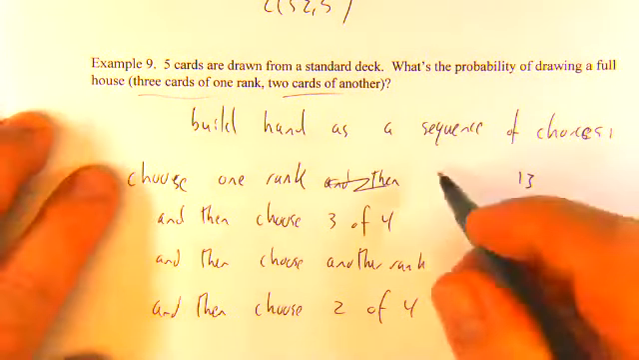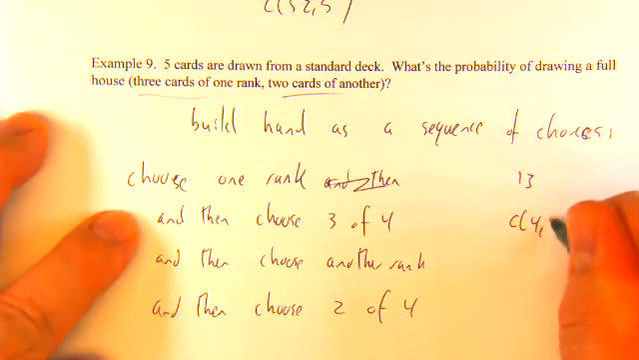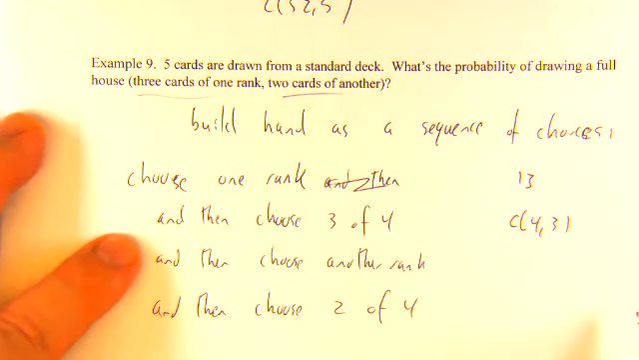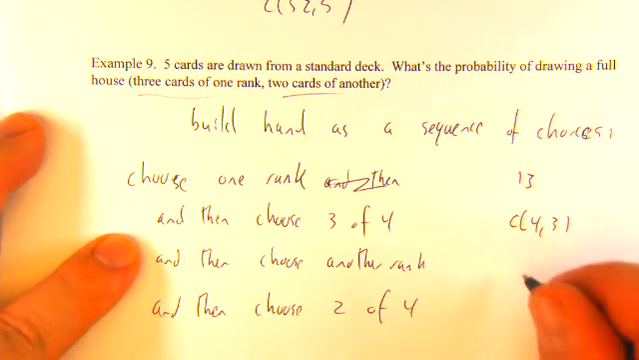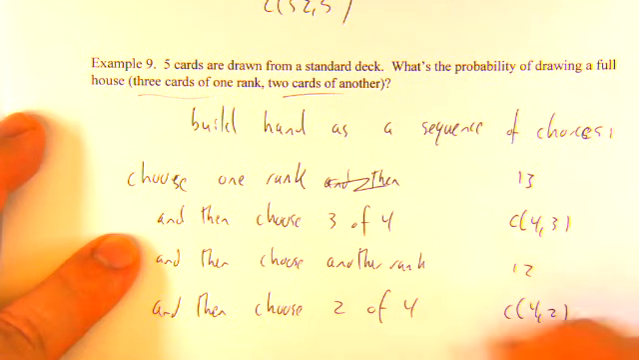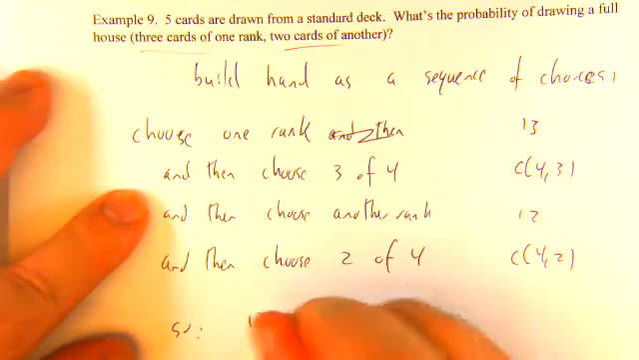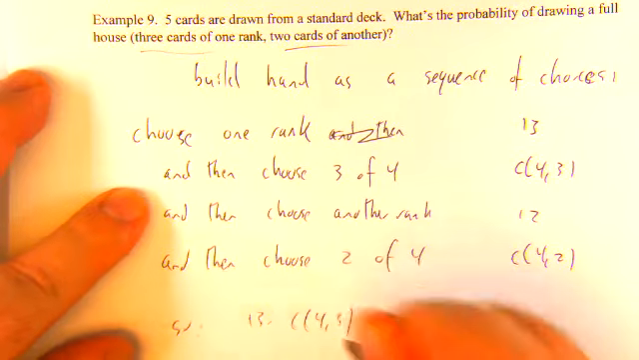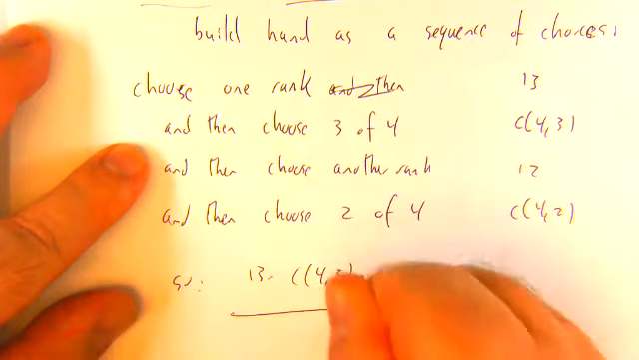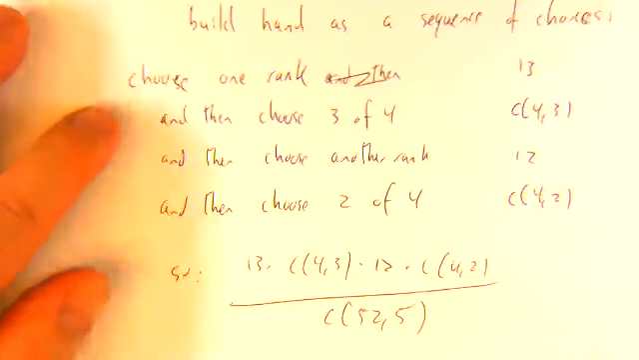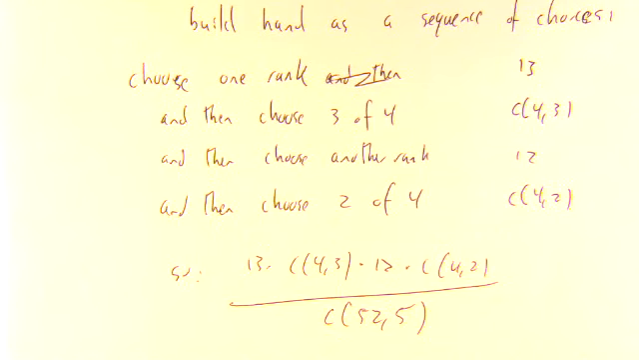So 13 ranks to choose from. Picking 3 things out of 4 is 4 choose 3. Choose another rank. Well, there's 13 ranks, but we already chose 1, so there's 12 left, and then pick 2 of those. And since it's a sequence of steps, you multiply them all together. Divide by the total number of outcomes. And so that's the probability of building a full house. And if you want to figure out what the probabilities are in poker, you can grind through several examples like that.